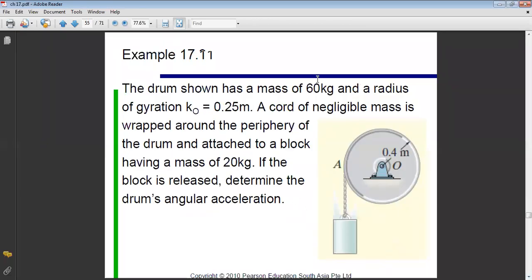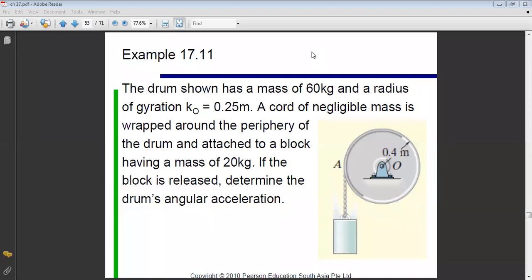The drum shown has a mass of 60 kilograms and the radius of gyration kO equal to 0.25 meters. A cord of negligible mass is wrapped around the periphery of the drum and attached to a block having a mass of 20 kilograms. If the block is released, determine the drum's angular acceleration. Okay, so here we want to find the angular acceleration of the drum. So let us do the analysis of this problem, put our unknowns and try to write the corresponding equations.